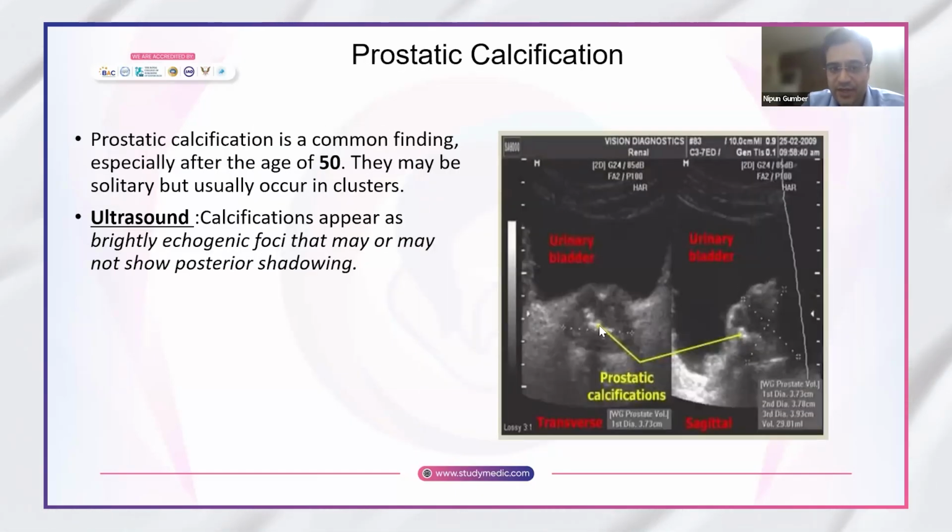Prostatic calcification is a very common finding, usually after the age of 50. They can be solitary as well as cluster. On ultrasound, these appear as brightly echogenic foci that may or may not show posterior acoustic shadow.